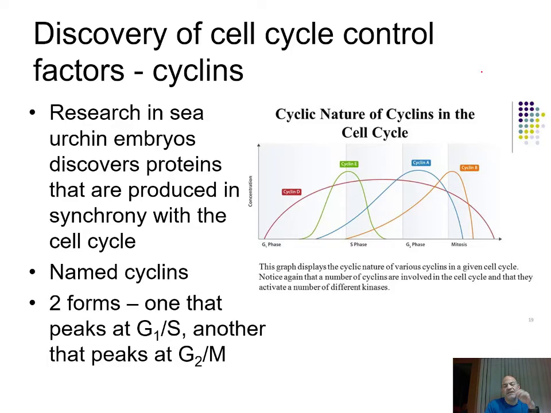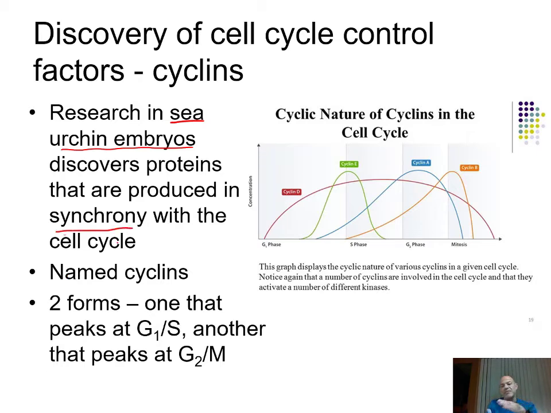Then other researchers were looking at sea urchin embryos. And sea urchins are related to starfish. They're kind of animals that live in the ocean. And they discovered that in these there were proteins that increased in their levels inside the cell in concentration and then decreased at regular intervals during the cell cycle. So in synchrony with the cell cycle.